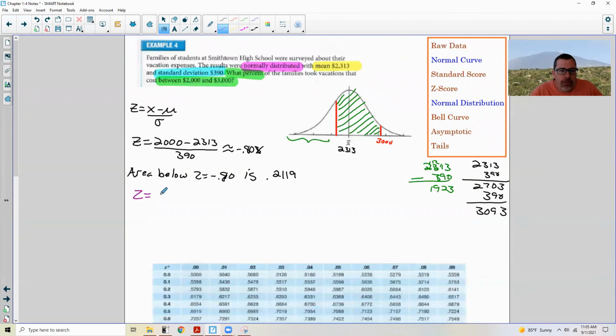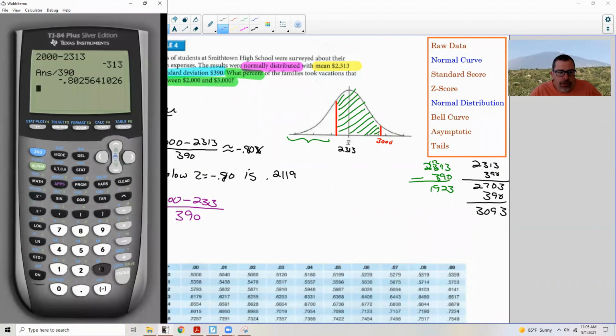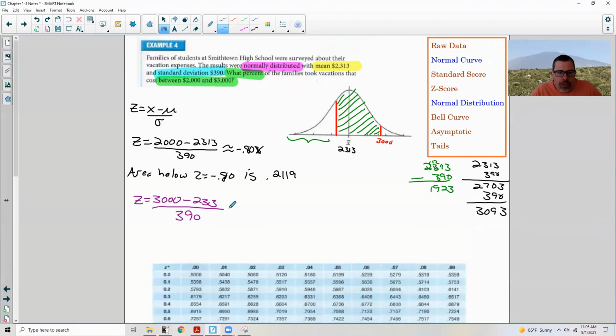Okay, this thing is malfunctioning for some reason. Z equals 3,000 minus 2,313, which is our mean, divided by our standard deviation of 390. So 3,000 minus 2,313, I get 687 divided by 390, and that gives me approximately 1.76153.